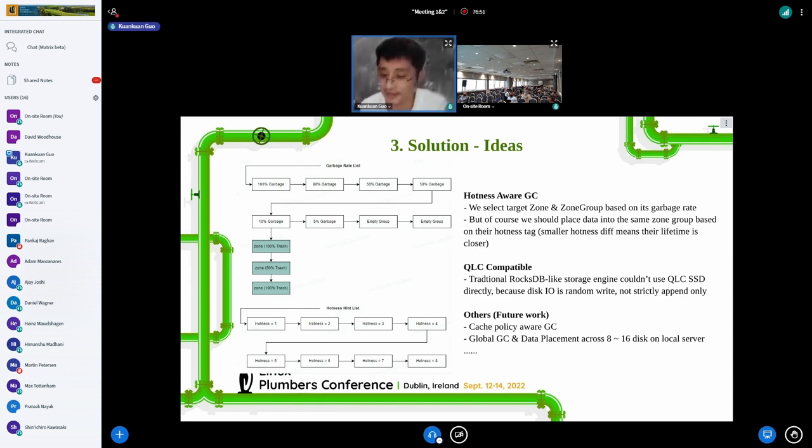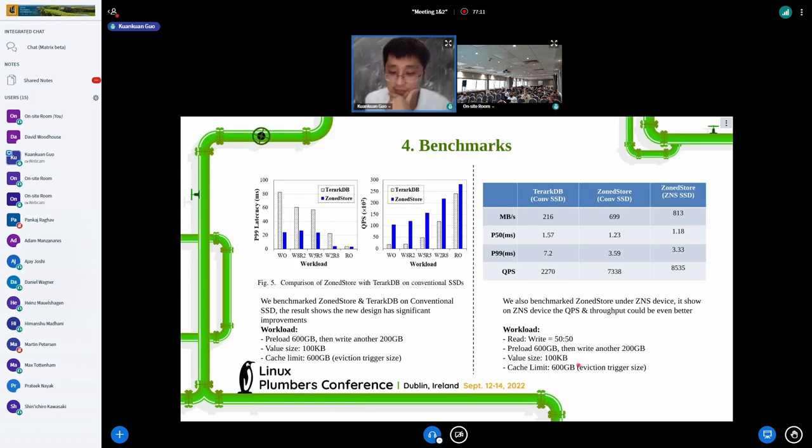Okay, the future works of this cache system, besides the two existing lists. I prefer to add a cache policy awareness list in the future, and global garbage collection or global data placement across all disks on the local server. Okay, that's the basic idea, quite simple, because we are a cache system.